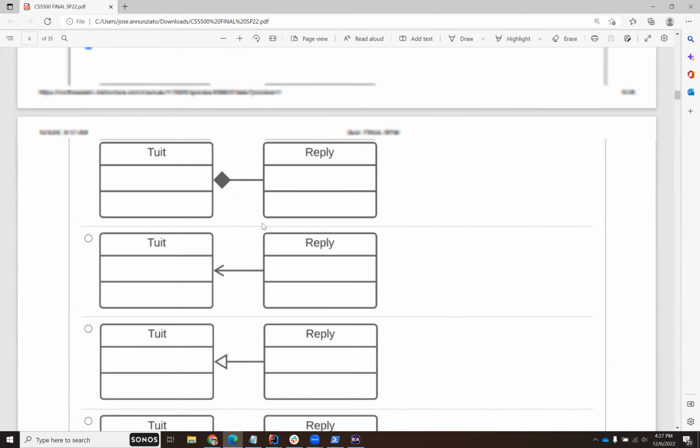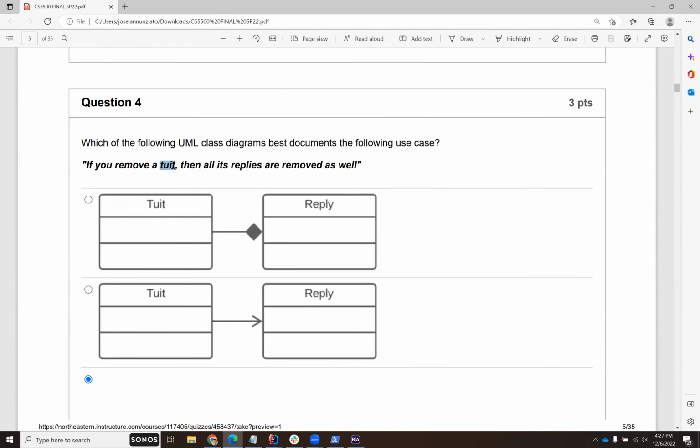Here's another one. This one says, if you remove a tweet, then all its replies are removed as well. So it looks like there's a relationship between a given tweet and the replies that are associated to that tweet. And this says that if you remove the tweet, the replies go too. So this is kind of like an ownership relationship, a has-a relationship where one tweet has many replies. There are two ways that we can capture that: either with an aggregation or a composite.